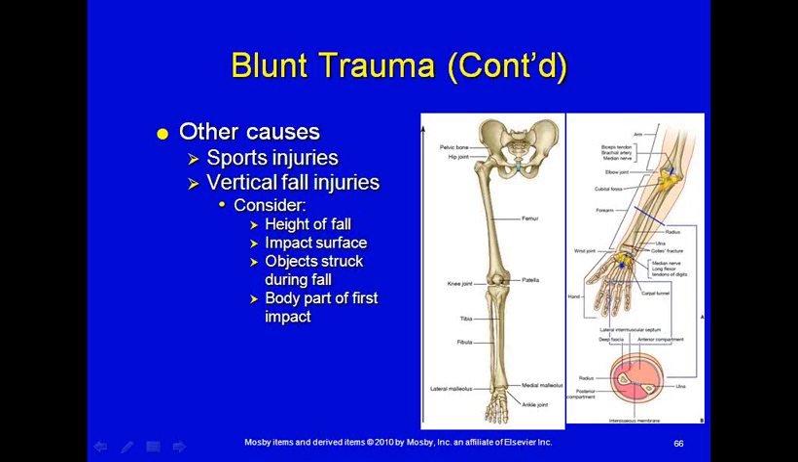Vertical falls, you need to consider the height of the fall. Typically, if it's more than 3 times the person's height, that person could have suffered a time-critical injury. The impact surface, what did they land on? Did they land on a pile of hay or a slab of concrete? Did they strike anything on the way down? And which part of the body was the first part to impact the surface?